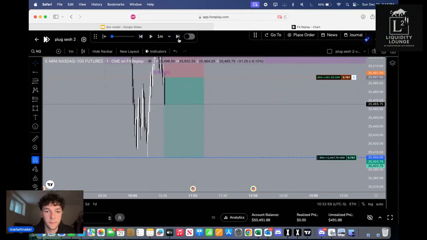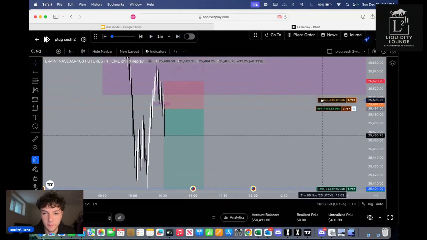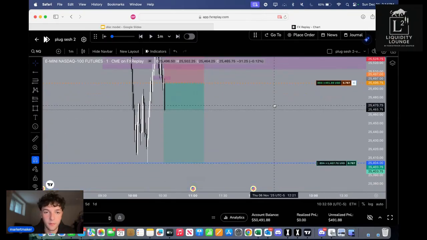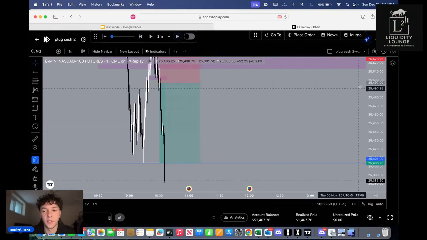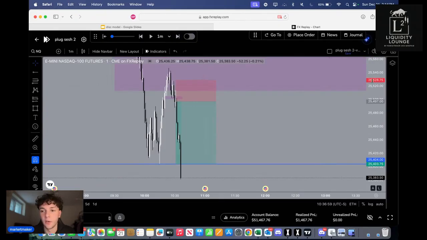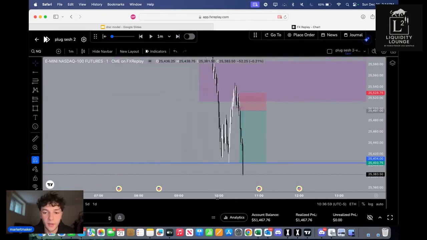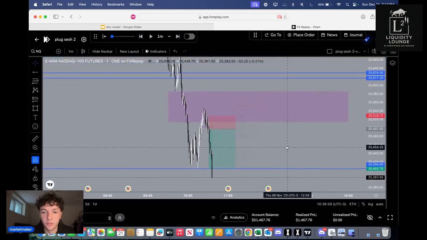Let's see. All right, so we took out this 1-minute swing low, so we're going to go break even right here. I mean, look at that beautiful delivery, right? We had everything. So this trade, we literally had everything. This was a beautiful setup.